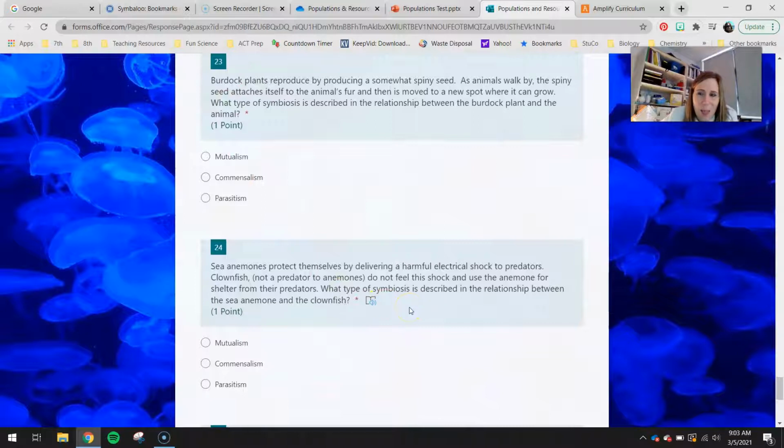Sea anemones protect themselves by delivering a harmful electric shock to predators. So you guys all know about Nemo and his little sea anemone. That sea anemone shocks animals as they swim by.